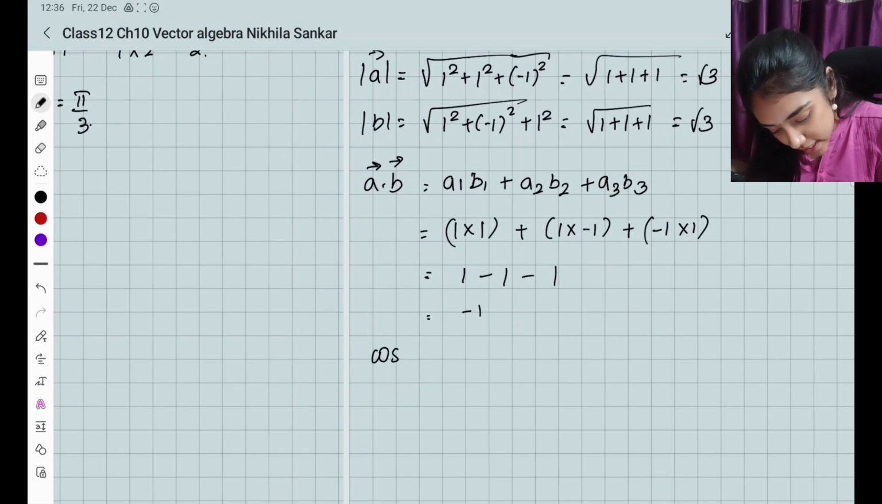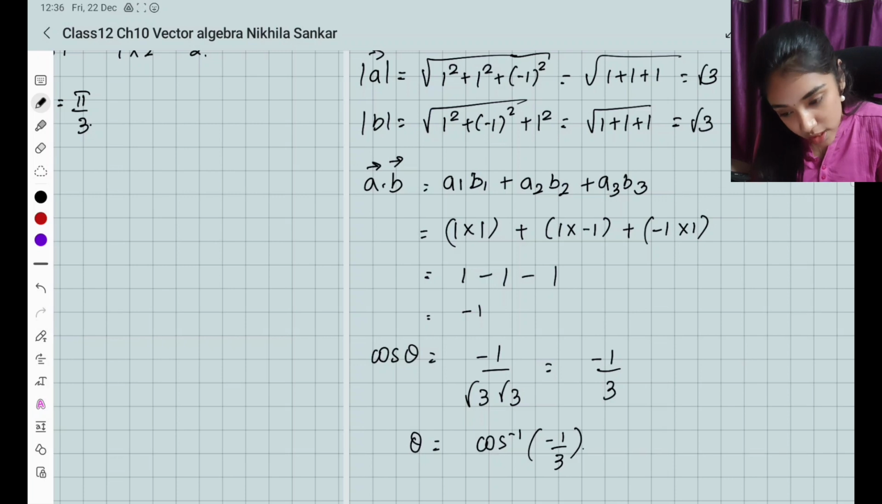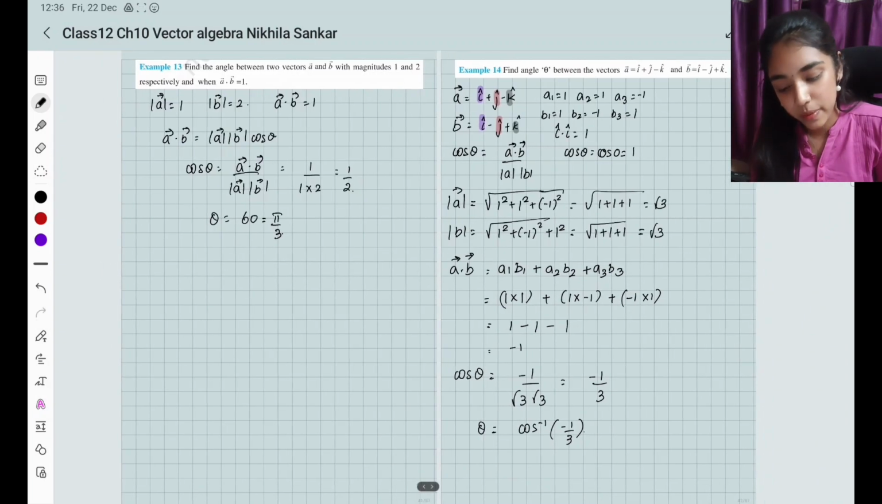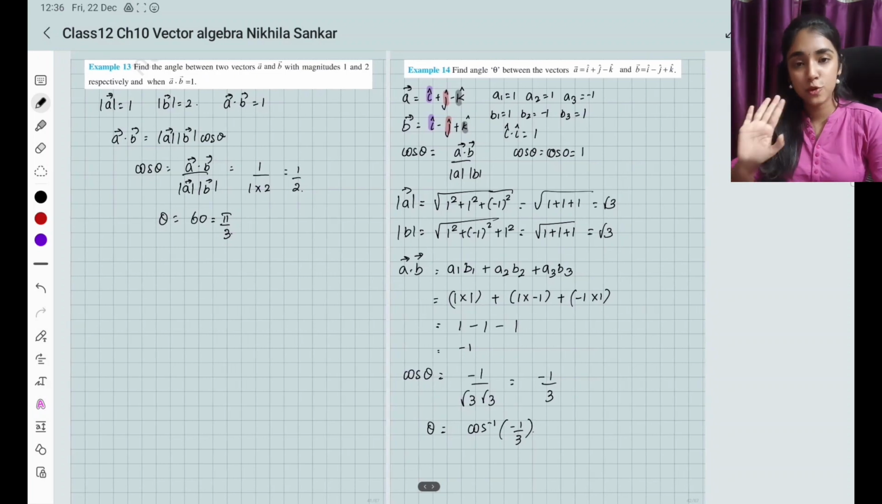Now cos theta is going to be A dot B over the magnitudes. So minus 1 divided by root 3 times root 3, which is minus 1 divided by 3. So theta equals cos inverse of minus 1 divided by 3. Okay, please copy. Find the dot product, find the magnitudes, and then just substitute. Okay?